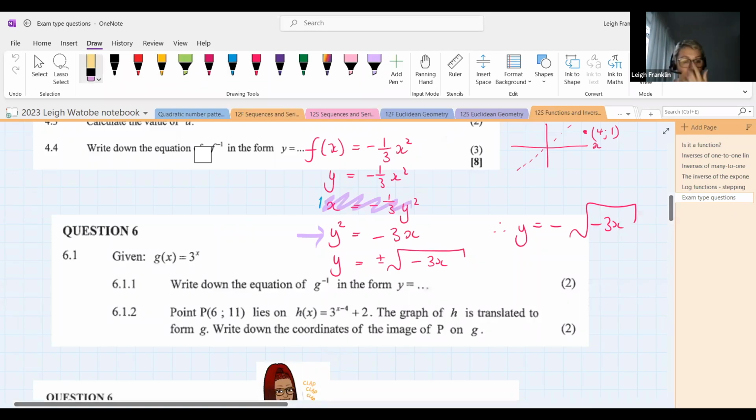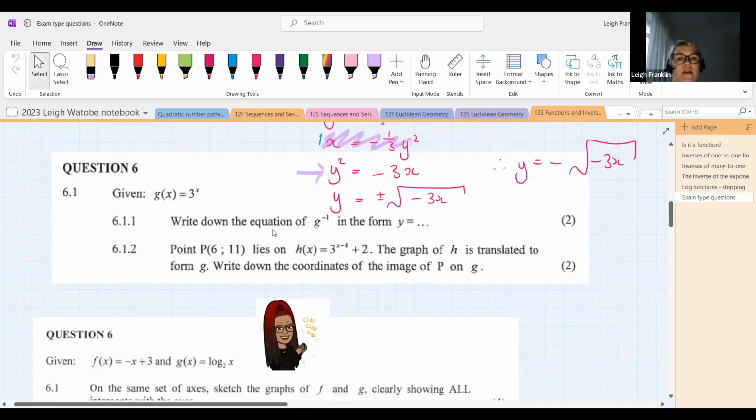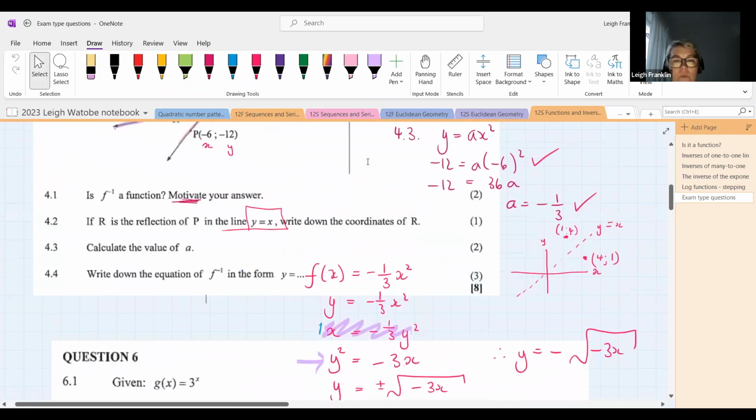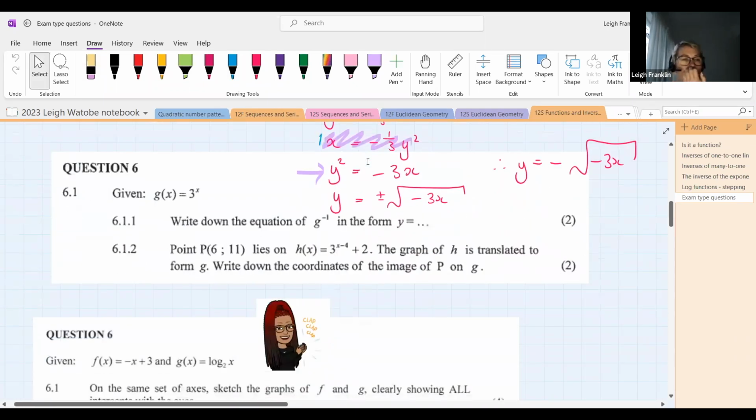Okay, so let's have a look at the next question. Sorry, it's kind of been squeezed in here a little bit. This kind of relates to what we were doing up here. I'm going to have to rub that off. All right, so now we've been given g of x equals 3 to the x. The first thing that they want us to do is write down the equation of the inverse in the form y equals. So I'm going to let you guys do that because everybody knows how to do that by now.